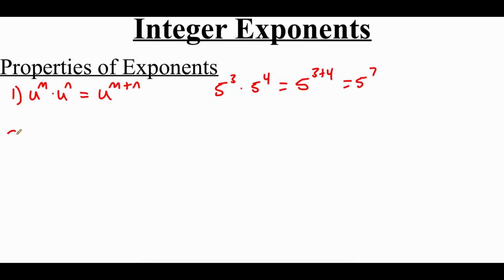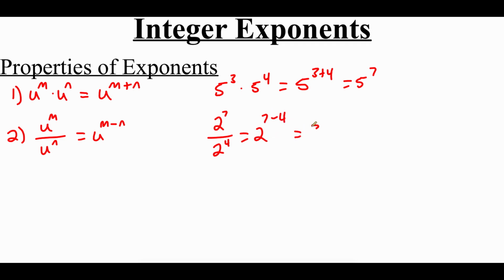Now similarly, but a little bit different, if we were dividing, so taking u raised to the mth power divided by u to the nth power, and again it's very important that the base values are the same. What we can do here is keep the base the same, but since we're dividing this time, we're going to subtract the powers. So we're going to take m minus n. So if we had 2 to the 7th power divided by 2 to the 4th power, we are going to keep the base the same, but subtract those powers. So that'll result in 2 to the 3rd power.